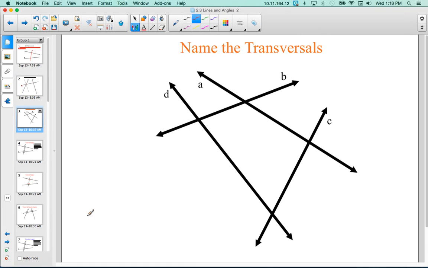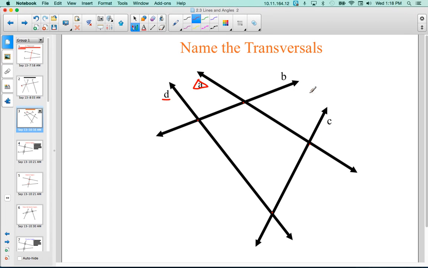Name the transversals. Here's an example where there are multiple transversals. When we say that a line is a transversal, we have to say which two lines it is transversing. So D is the transversal because it is transversing lines B and C at these two points. We could also say A is the transversal intersecting B and C at these two points.